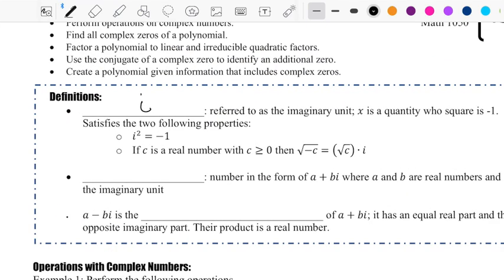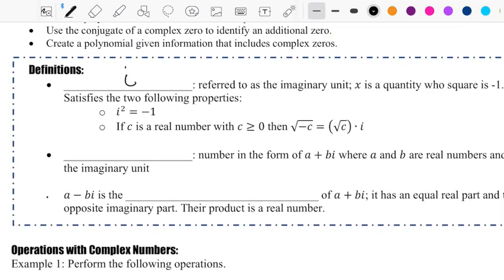Meaning, if you took the square root of -1 and multiplied by the square root of -1, then the squares would cancel and you would just get -1. So i squared equals -1. Now, we all know that that's problematic because you can't take the square root of a negative. However, this is how we deal with those situations.